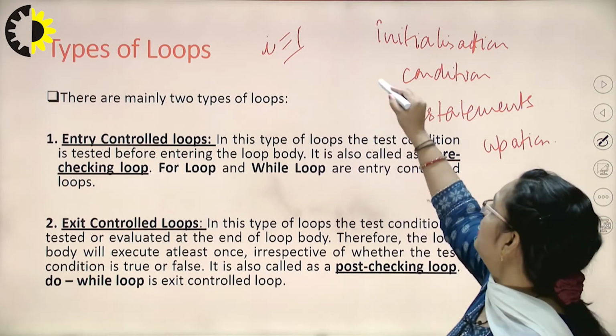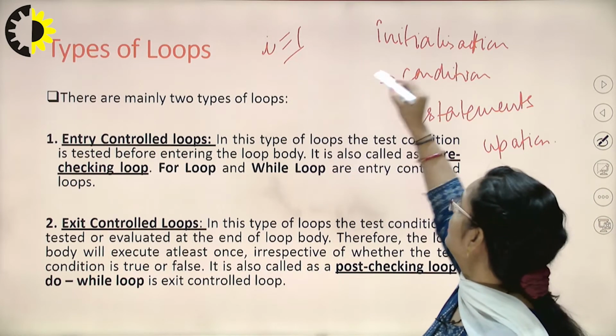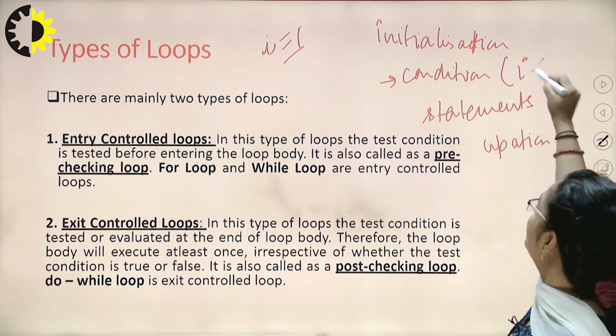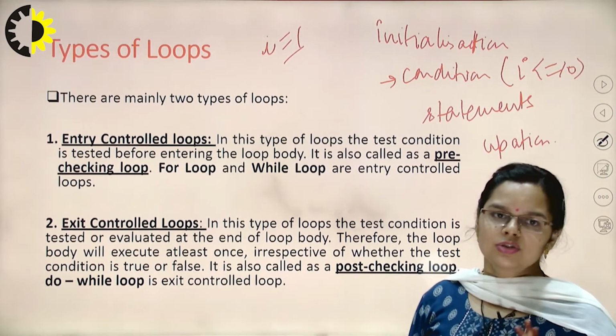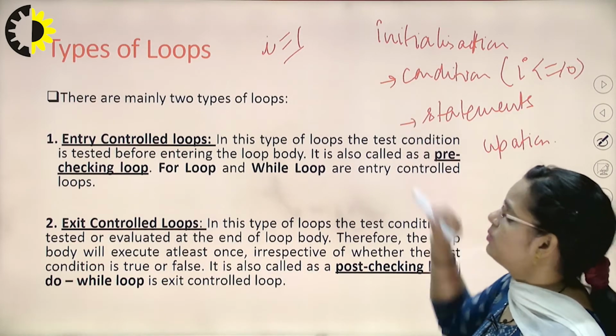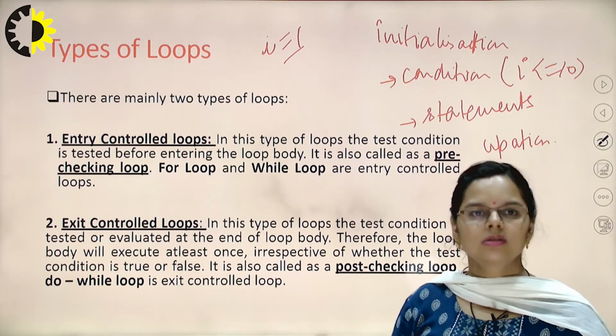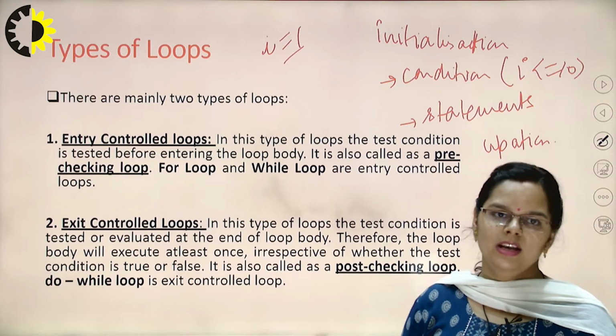After that, every time it checks the condition. Here in the condition, we need to apply until I is less than or equal to 10. So this is the condition. If the condition is true, then only the next statements would be executed, and if the condition is false, the statements would not be executed anyhow.